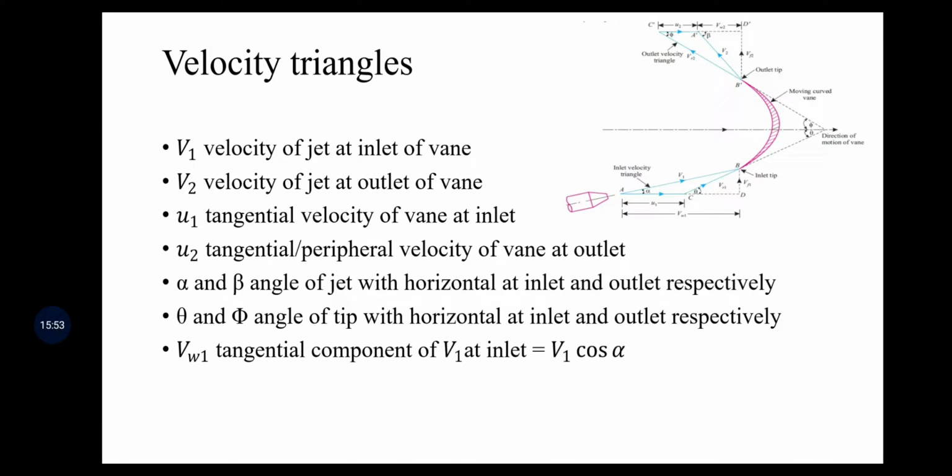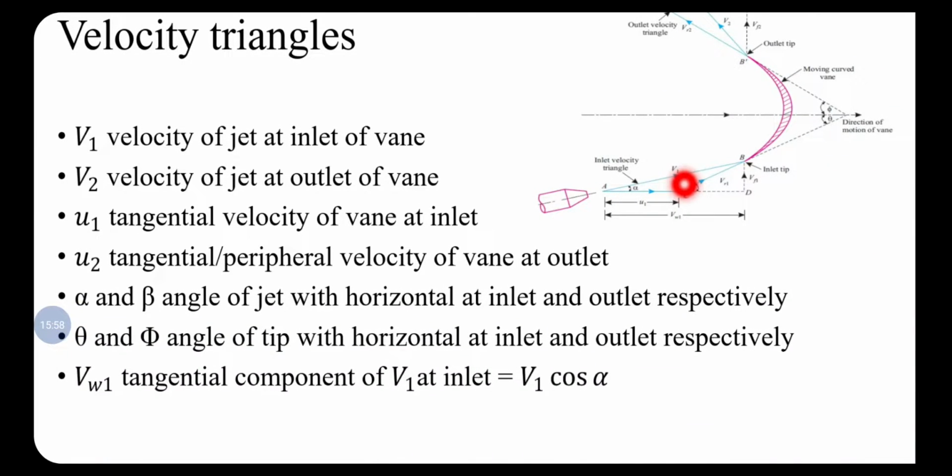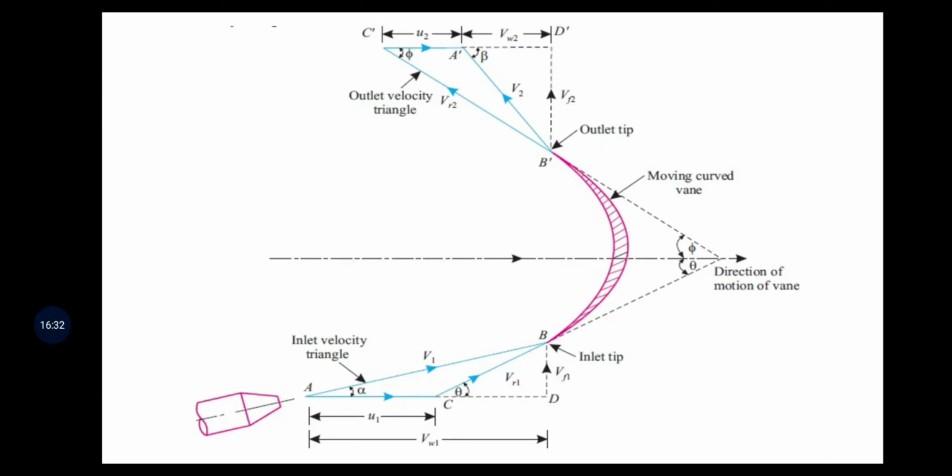Then what exactly does the velocity of whirl mean? It is the tangential component of the velocity V1. So this is Vw1, and this is the right angle triangle ADB. The component of VR1 along the x-axis, that is AD, is the cos component. This is the velocity of whirl at the inlet, Vw1, that is V1 cos alpha. Similarly, Vw2 is the tangential component of V2 at the outlet, and it is V2 cos beta. So this is about the velocity triangles.